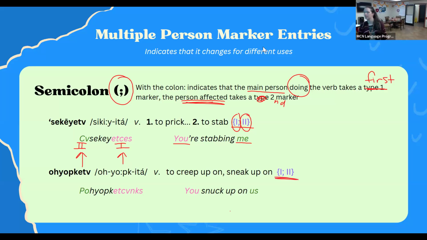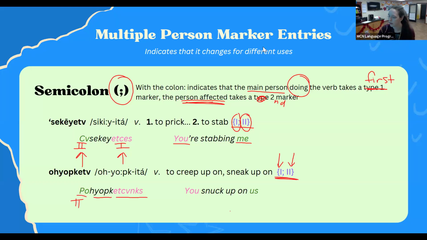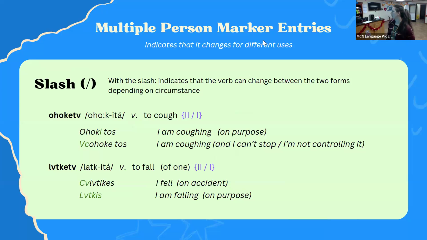Another example right here is ohyokida, and that means to creep up on or sneak, right? So once again, the first one is the conjugation type you use for who's doing the action. The second one is the person affected. So yo get junks. So type 2, type 1. Itch comes from the you. Unks is the past. So you snuck up on us. Mvskoke junks. You snuck up on us. Okay. And once again, I know I am going fast, but I just want to get you all this stuff. I might go over a little bit just to make sure I get everything. So if it goes over and you want to stay, you're welcome to stay.